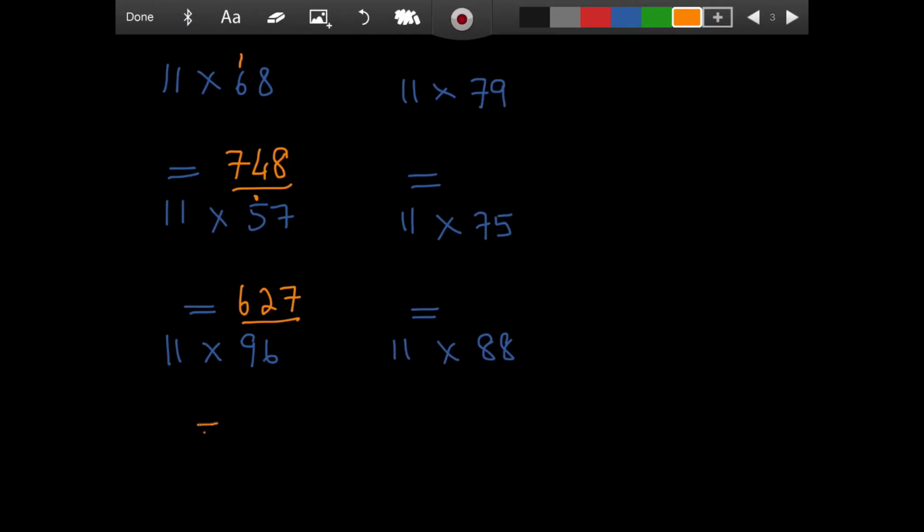And this one here, 11 times 96. Bring down a 6. 9 plus 6 is 15. Put the 5 in. Carry the 1 to the 9. And it becomes a 10. Okay, 11 times 79. Let's bring down the 9. 7 plus 9 is 16. Carry the 1 over to the 7. 869.